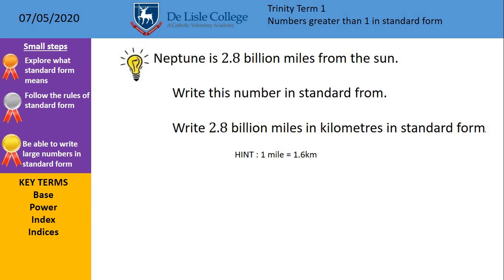So hopefully you've had a go at the first part, and we should end up with 2.8 times 10 to the power of 9. To convert it to kilometres, we'll then need to multiply that by 1.6, and we would get 4.48 times 10 to the 9 kilometres. That's how far away Neptune is from the Sun.